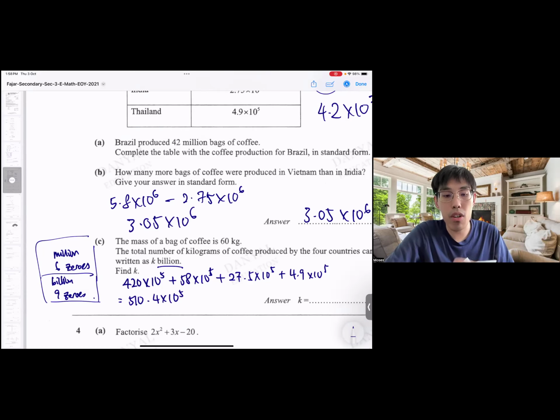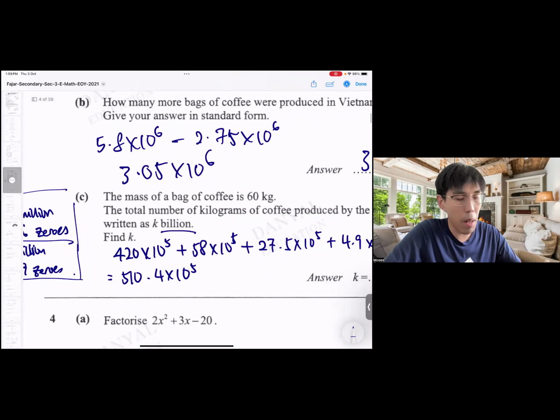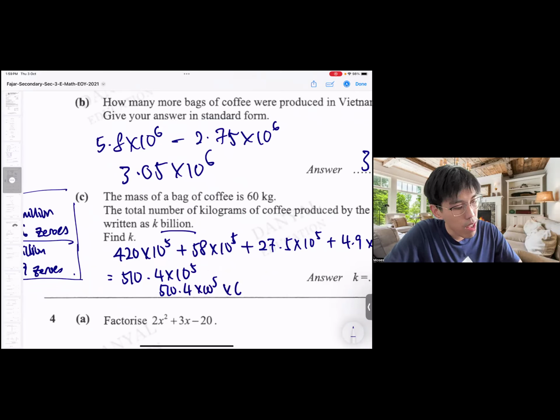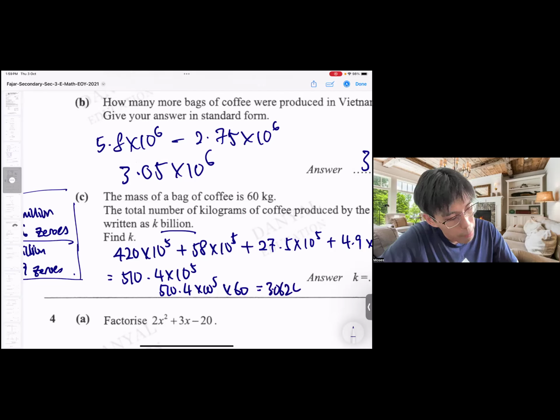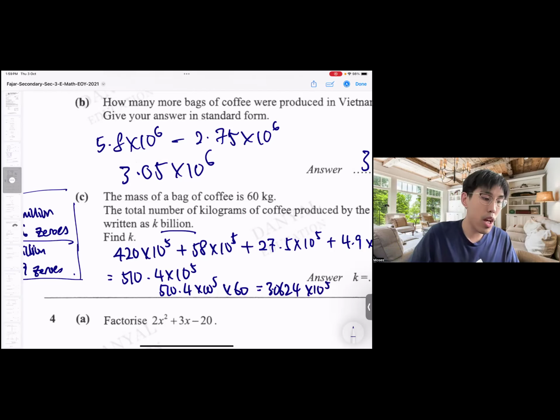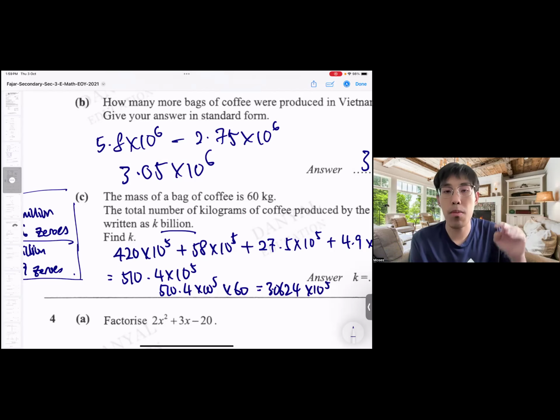Okay. But for this number, what we need to do is actually multiply by 60 because we need to find the amount of kilograms, okay? Amount of kilograms. So at this point of time, I want to do 510.4 times 10 to the power of 5 times 60. You get a pretty big number, but not to worry because we will be converting this to billions later. Okay, so now it's 30,624 times 10 to the power of 5.